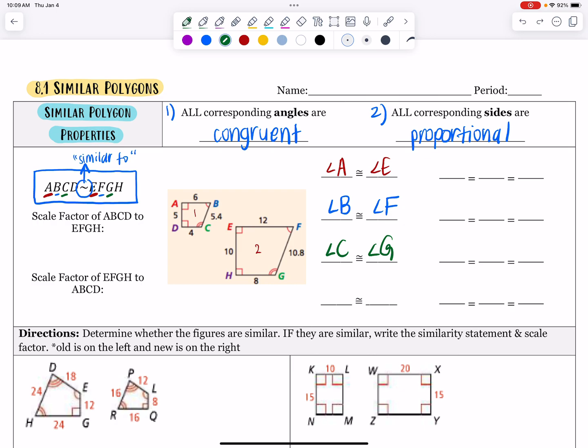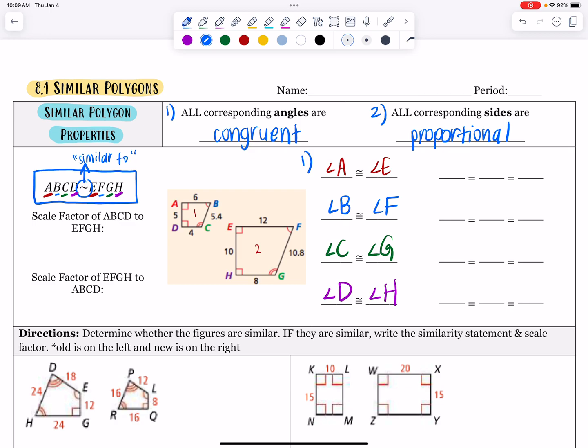And then last but not least, those right angles: angle D is going to be congruent, that's listed fourth, to angle H, and both of those are right angles. So all of these angles, this is property 1, are still going to be congruent to each other. However, the sides are not going to be congruent to each other. The sides are going to be proportional to each other in the way that they relate to each other.